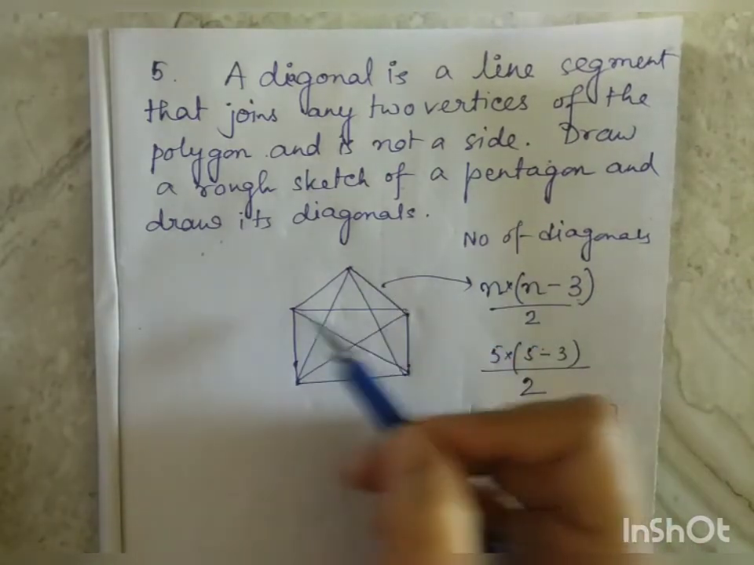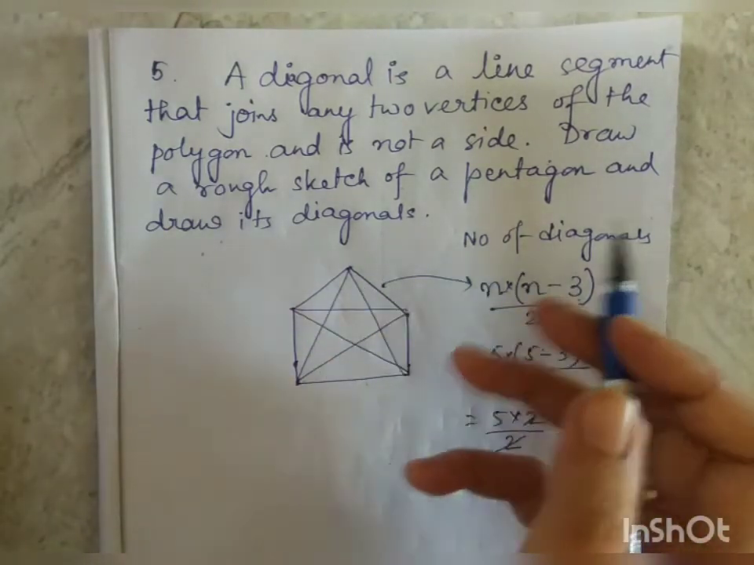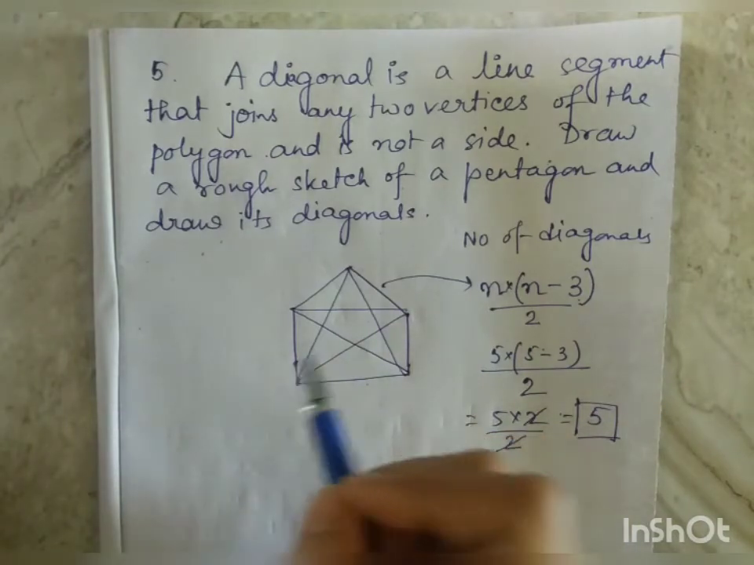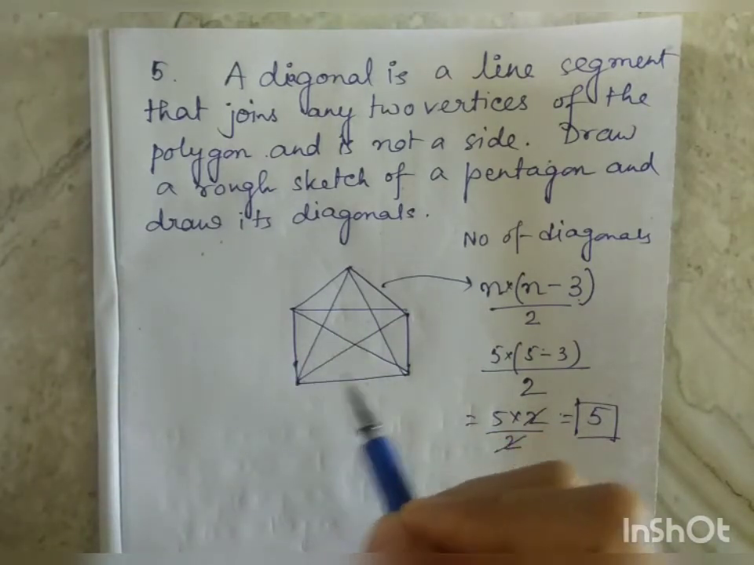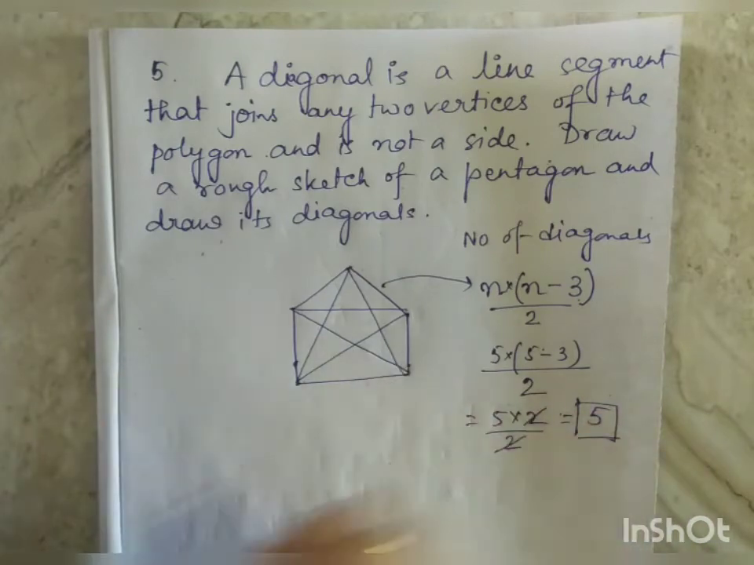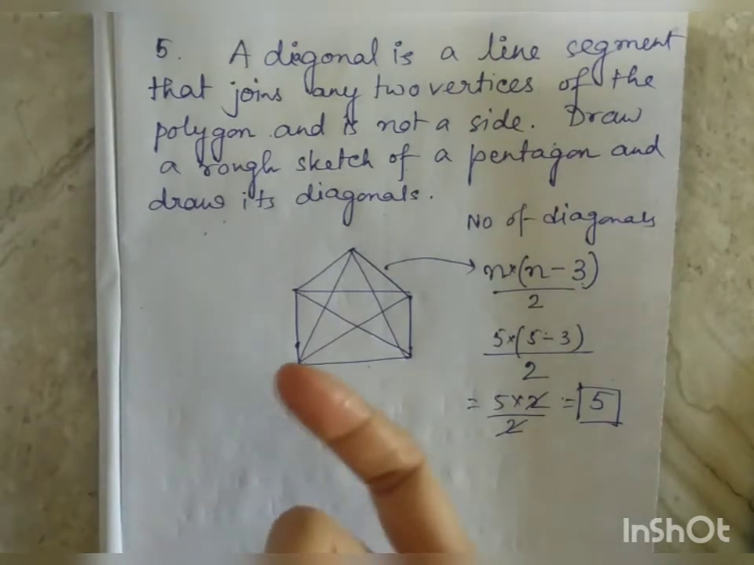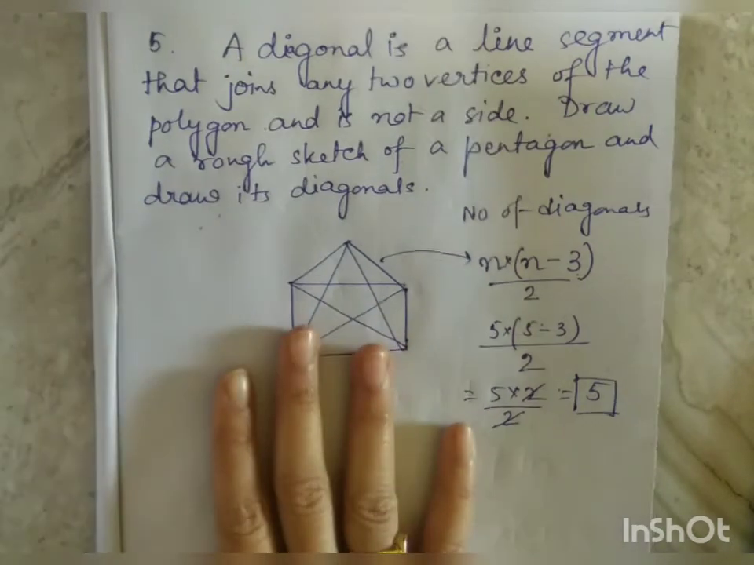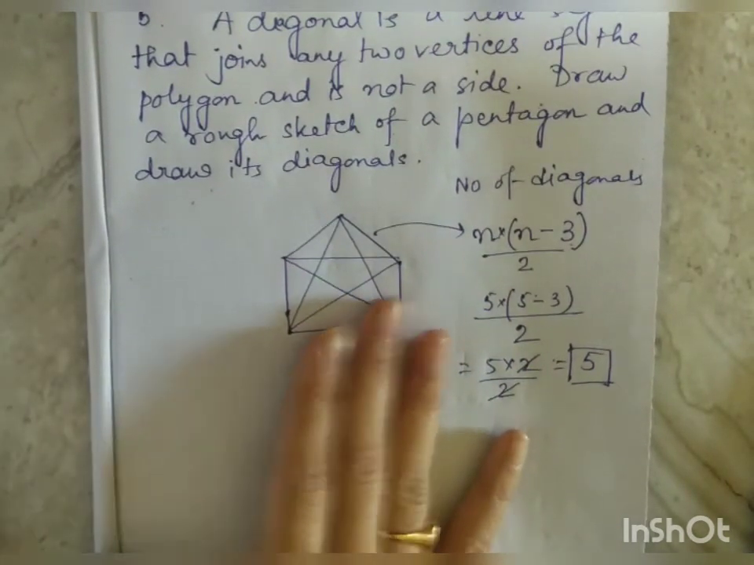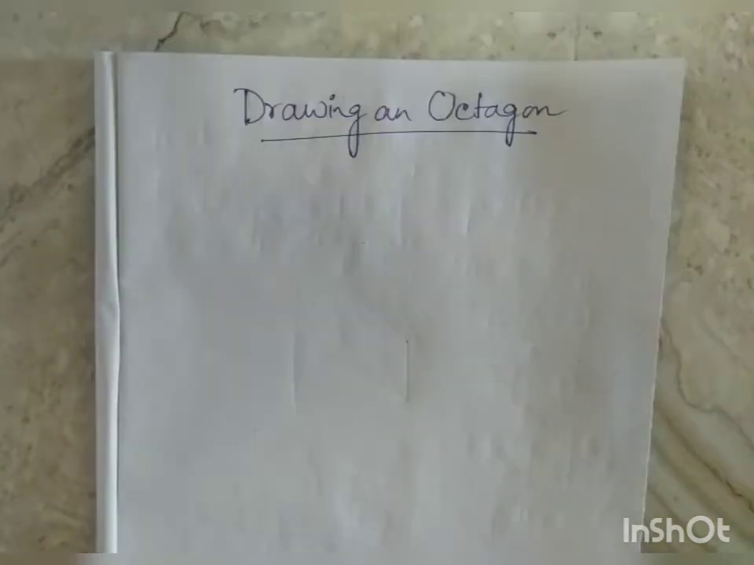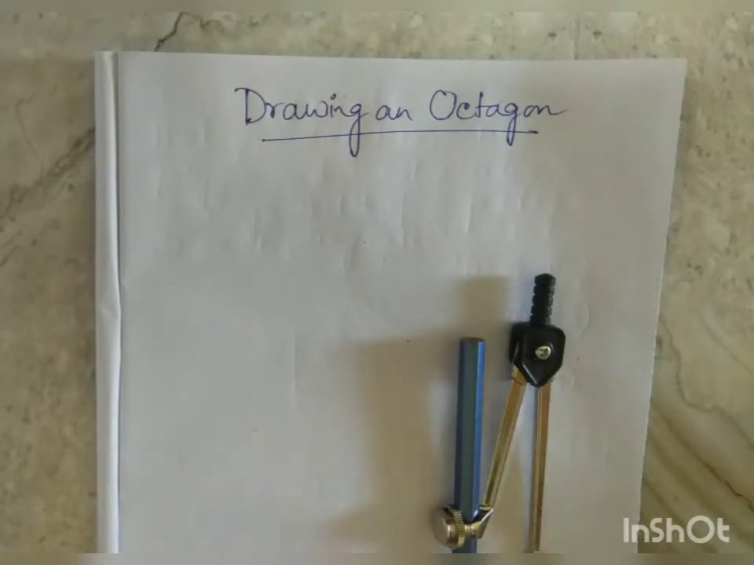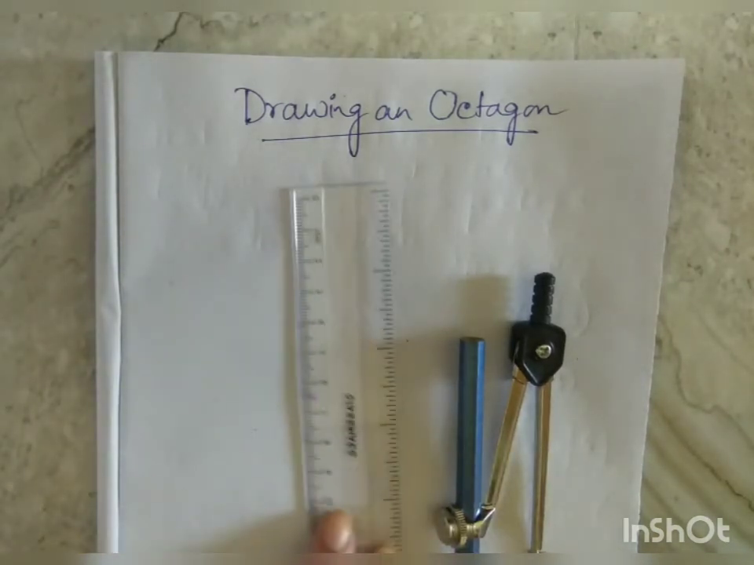So by joining these vertices, we have drawn the shape of the pentagon along with all its diagonals. Now if anyone is willing to do the figure of octagon with the help of compass, just for them I am showing this. For doing this, first you need a scale and a compass.